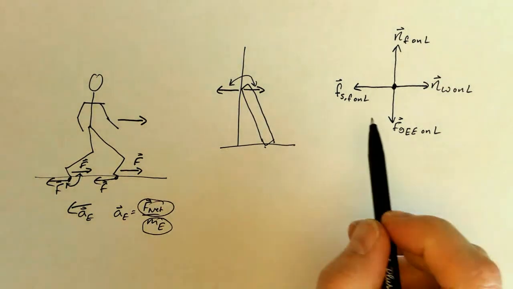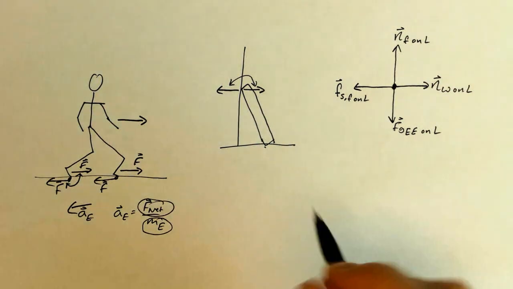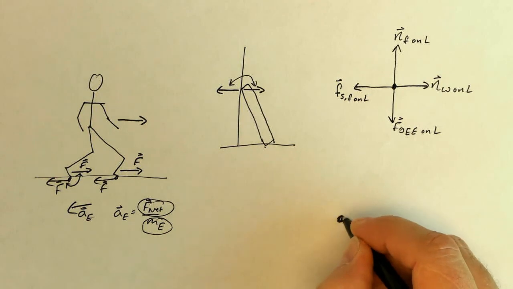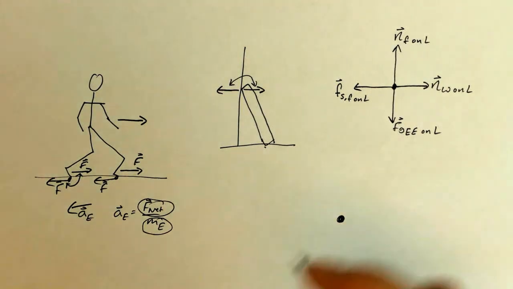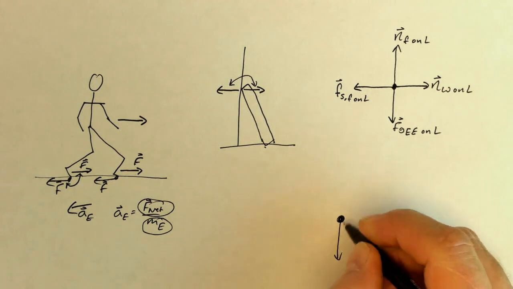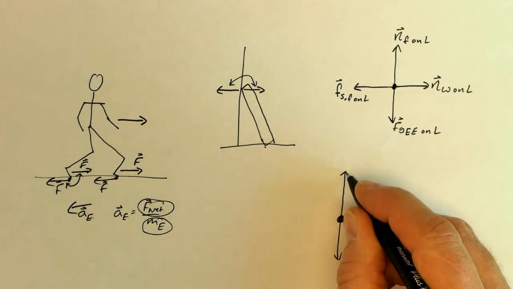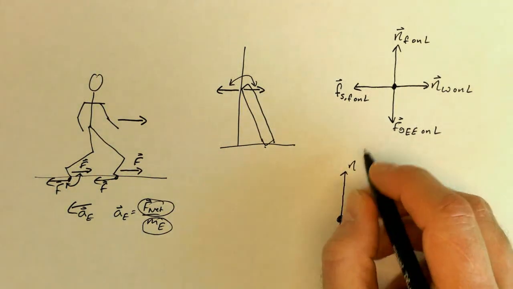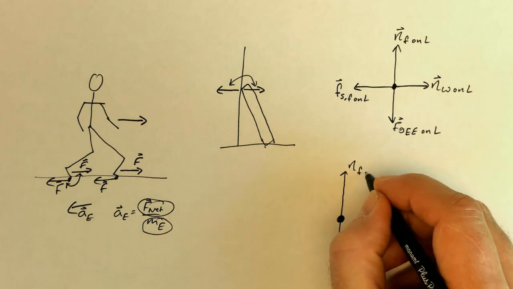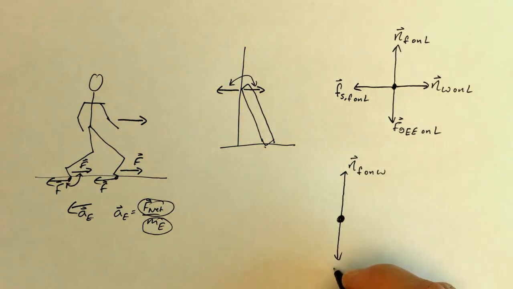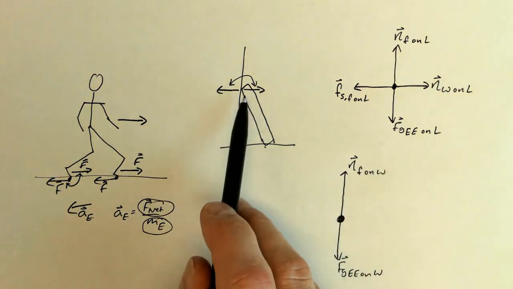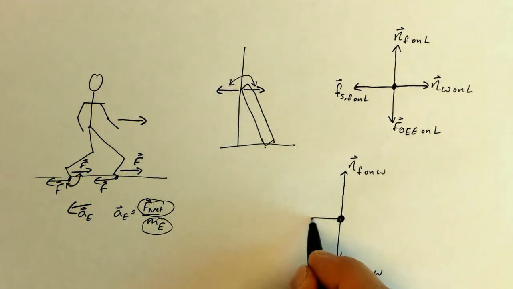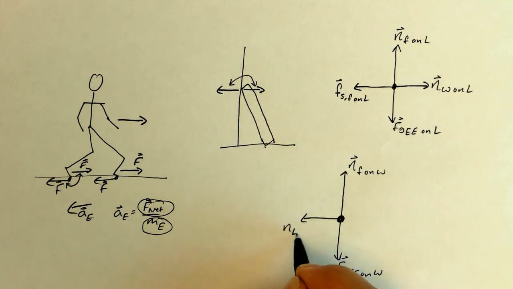Right, now let's draw a free body diagram for the wall. Here's my dot representing the wall. It has a mass, so it's going to have a force of gravity and a normal force. It's sitting on top of the ground, so we have a normal force of the floor on the wall. We have a force of gravity of the entire Earth on the wall, and the ladder is pushing in on it, so I'm going to have a normal force of the ladder on the wall.